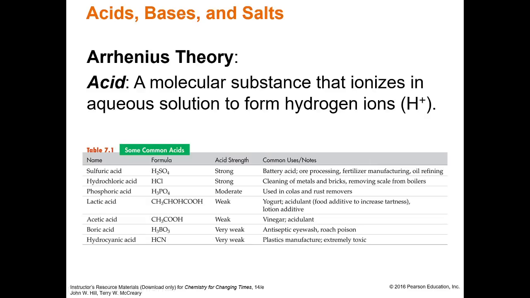Okay, so the Arrhenius theory of acids and bases. It's pretty much the simplest ground floor theory. It covers a lot of different acids and bases, so it's pretty widespread and easy to use. So in the Arrhenius theory, an acid will be a molecular substance that ionizes in aqueous solution to form hydrogen ions. And so an acid will produce H+ in solution. And these are some different common acids that do so. Sulfuric acid, hydrochloric acid, etc.